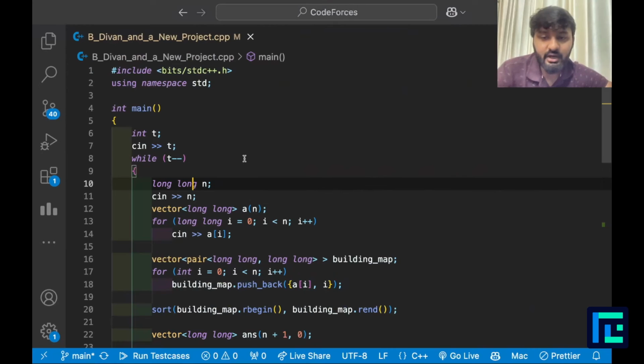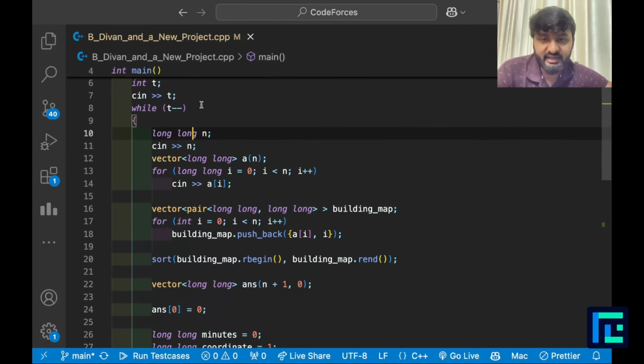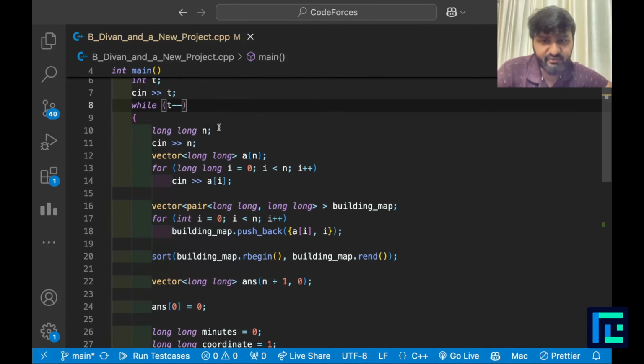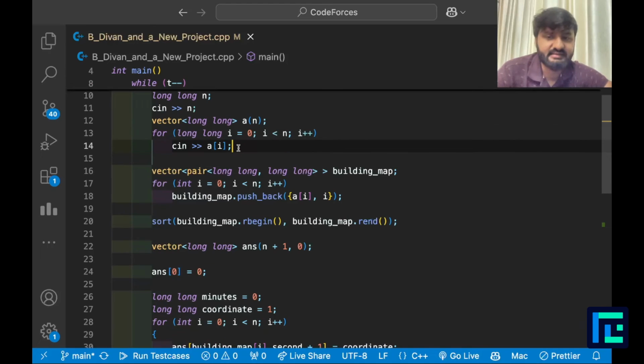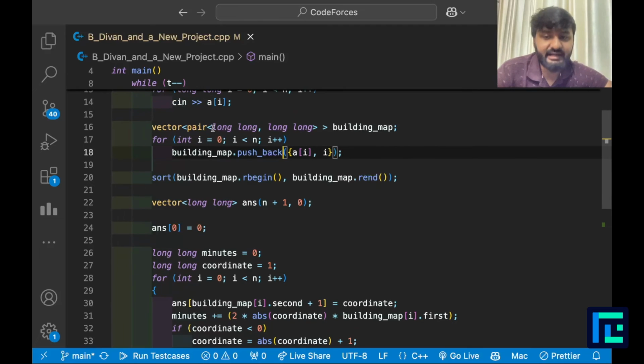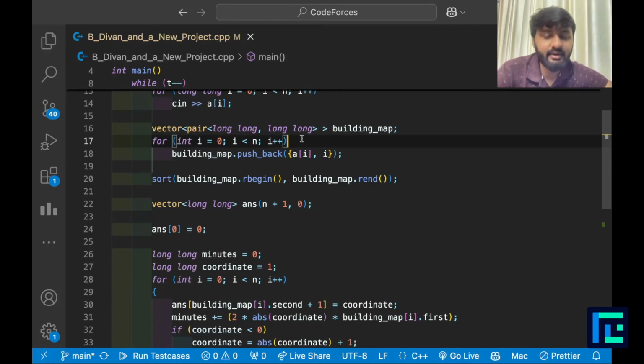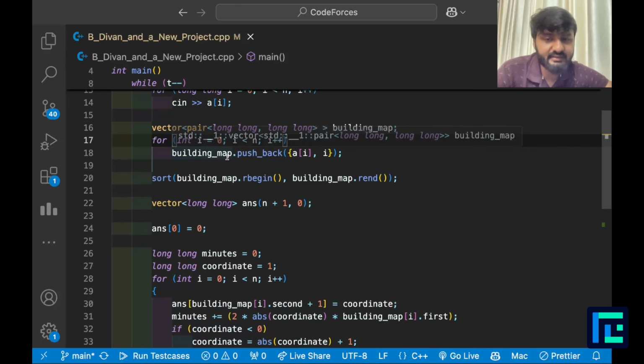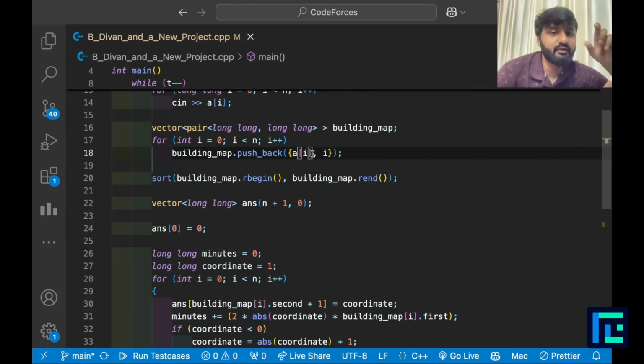Okay, so what I'll do is very, very basic. I'll pick up the variable for test cases. Then I have the variable for n. Then I take the input of n, that is the input of the array, that is the building visits, basically you can say. Now I have created a vector of pair of long, that is building map. What do I mean by building map? I'm going to push back in this building map the visits, comma, i. So which building's visits is there, comma, which building that is, the ith building, as a pair in this.